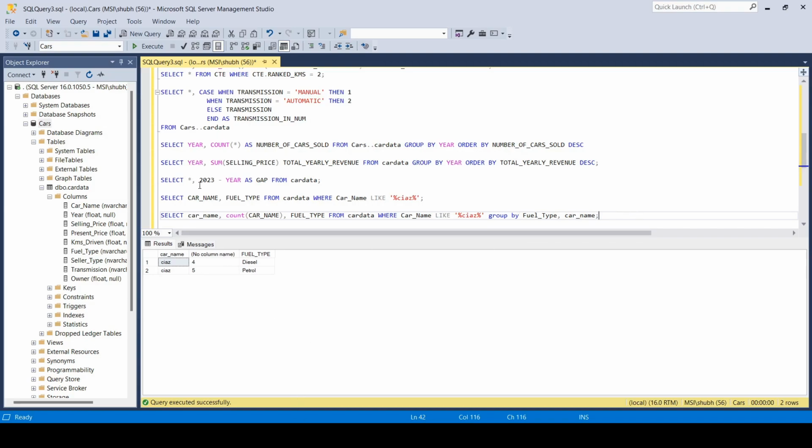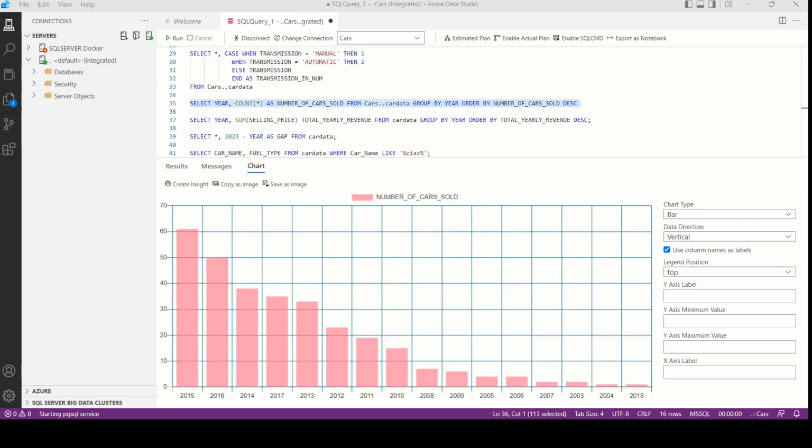Now we can use Azure Data Studio to see some visuals of the same queries which we wrote. So this query I have run. Here we can see it in a better way. So 2015, 61 cars were sold, 2014, 50. So this way.